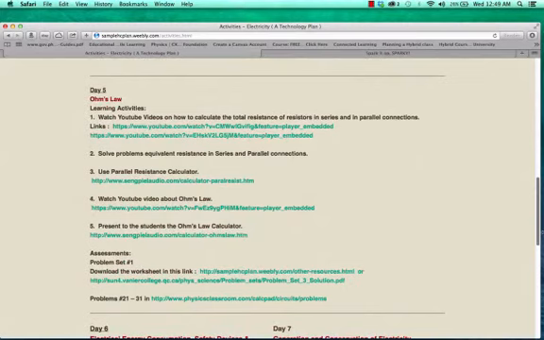Day 5, an F2F session, the focus is on Ohm's law. Students will learn about Ohm's law by watching YouTube videos on how to calculate the total resistance of resistors in series and in parallel connections. They will then solve problems on equivalent resistance in series and parallel connections. Using an online parallel resistance calculator, they are going to calculate for the total resistance of resistors in parallel.